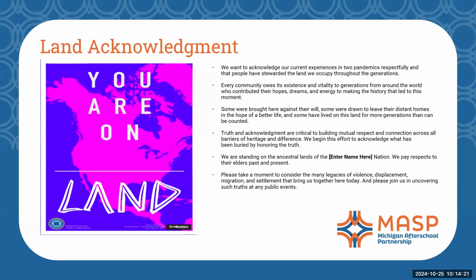Some were brought here against their will. Some were drawn to leave their distant homes in the hope of a better life. And some have lived on this land for more generations than can be counted.